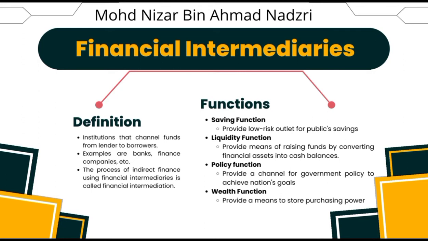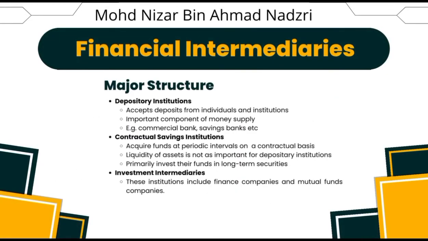So these are the four main functions of financial intermediaries. Next, we're going to look at the major structure of financial intermediaries. The structure of financial intermediaries can be categorized into three main structures. The first one is the depository institutions, the second one is contractual saving institutions, and the third one is investment intermediaries.